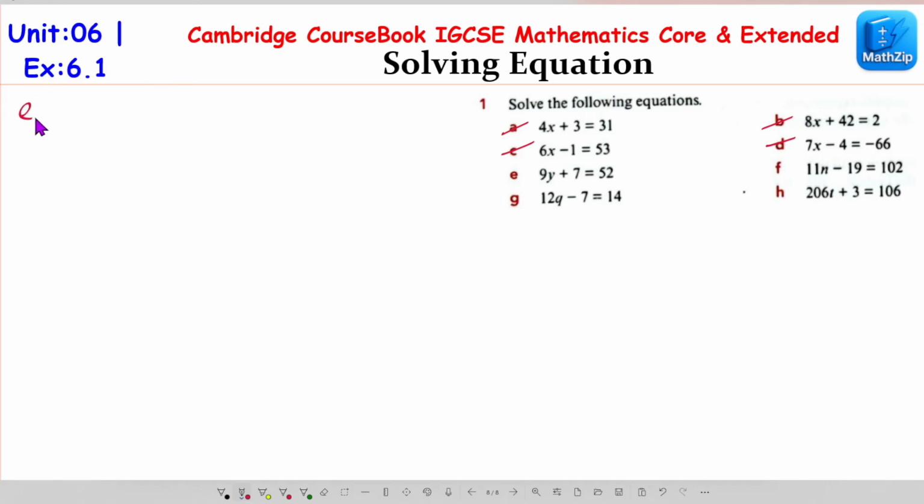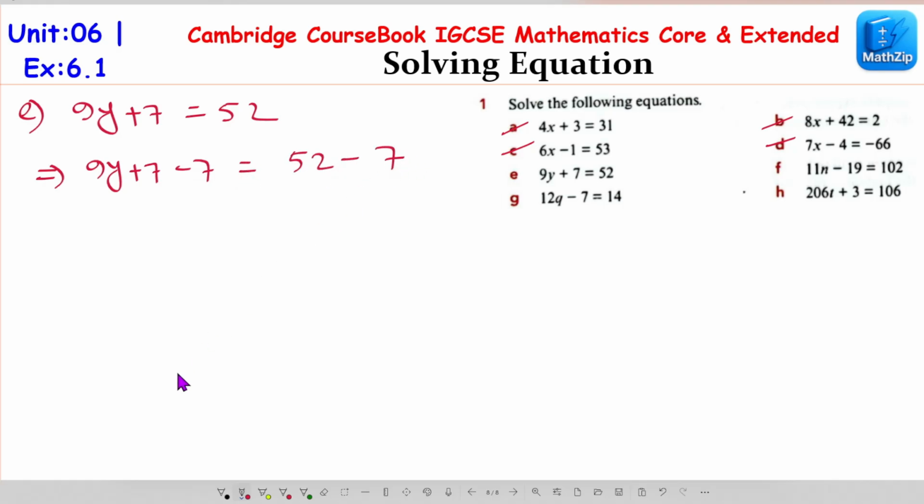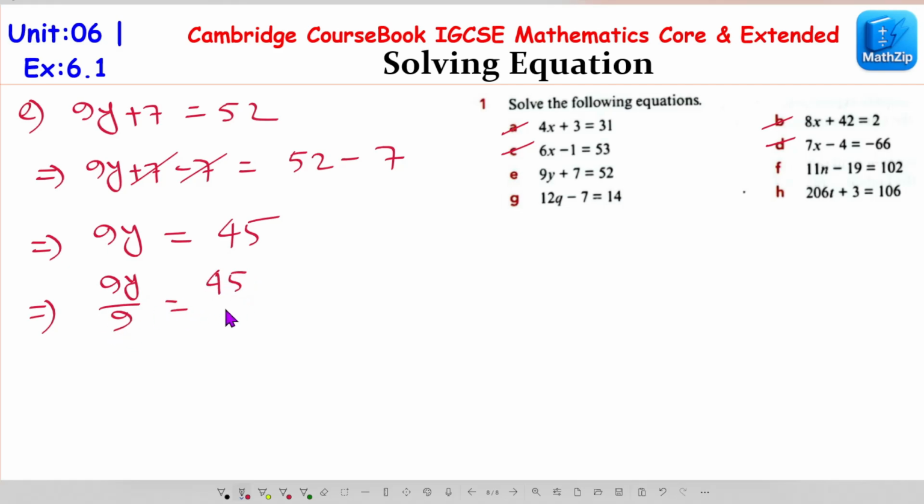Number e, 9y plus 7 equals 52. So 9y plus 7 minus 7 equals 52 minus 7, right? Then 9y plus 7 minus 7 cancel out, 52 minus 7 is 45. Now we can divide both sides by 9, so 9y divided by 9 equals 45 by 9. So 9 and 9 cancel out, y equals 45 by 9, it will be 5. So our answer is 5.